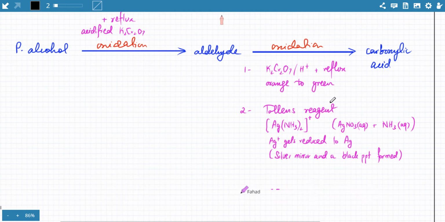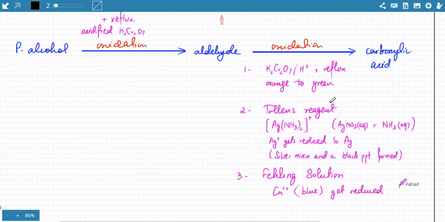Then there's a third way of oxidizing aldehydes to carboxylic acids, and the third one is Fehling's solution. You had K2Cr2O7, you had Tollens, and you had Fehling's. Fehling's solution is also known as Benedict's solution. It's copper 2+ ions in the solution, blue colored, and they get reduced to copper 1+, or copper 1 oxide. So they get reduced to a red precipitate of copper 1 oxide.